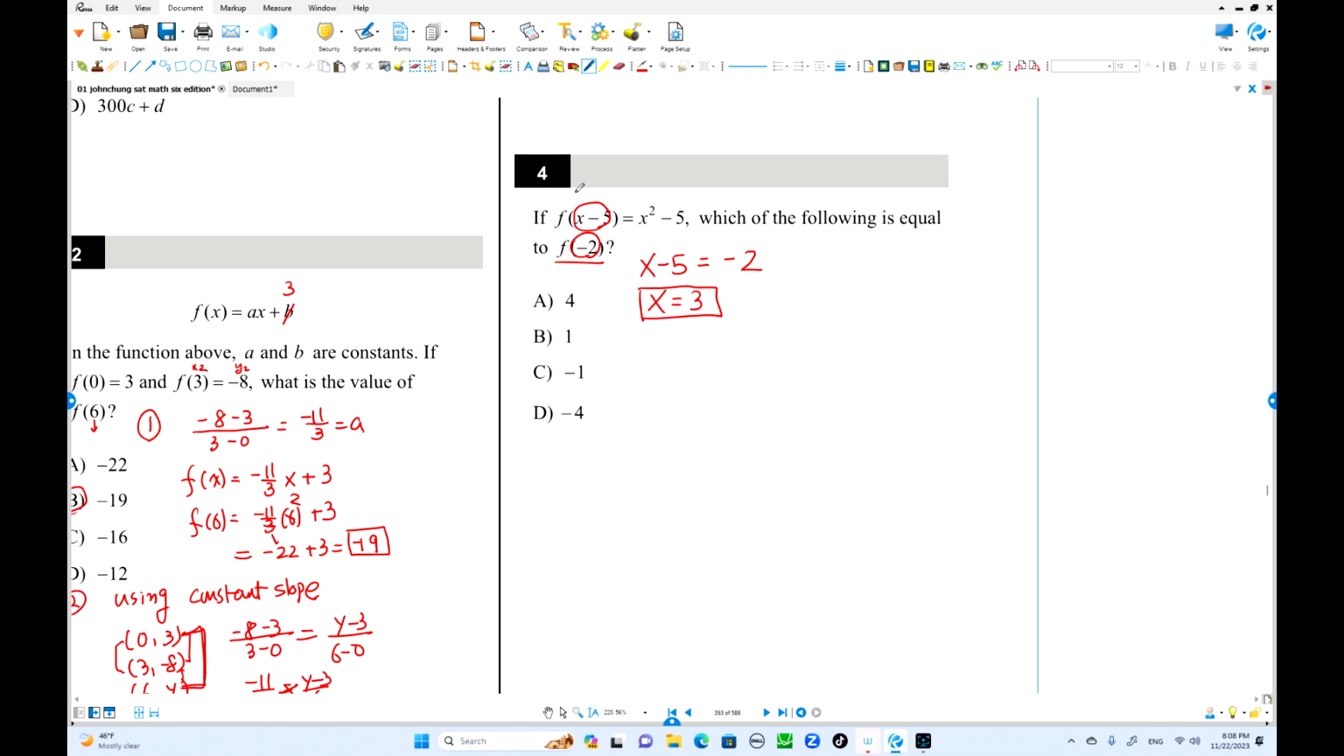Okay, put this number x equals 3 there. So 3 minus 5 is negative 2. Yeah, you got the negative there. From here, 3 squared is 9 minus 5. Okay, the value of this one will be 4. That is the answer, okay?